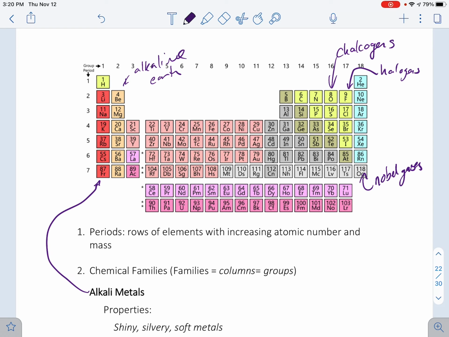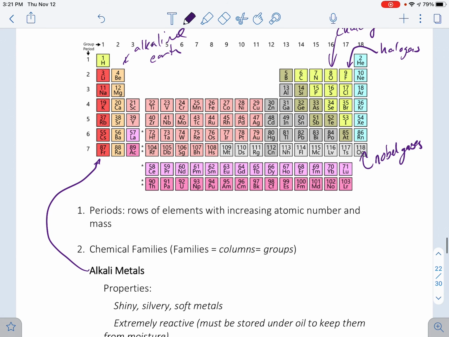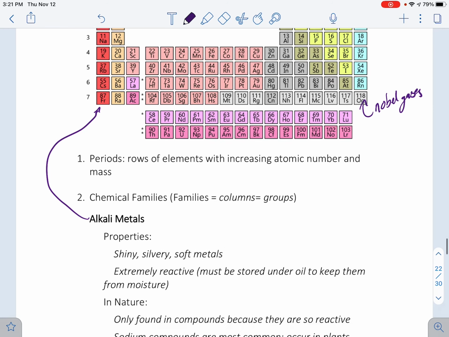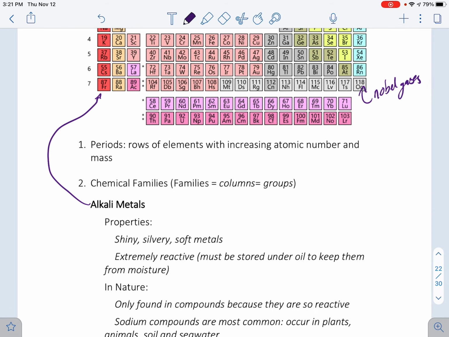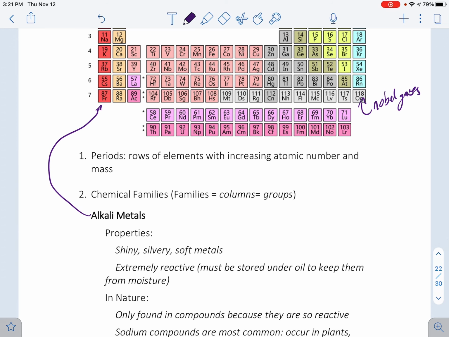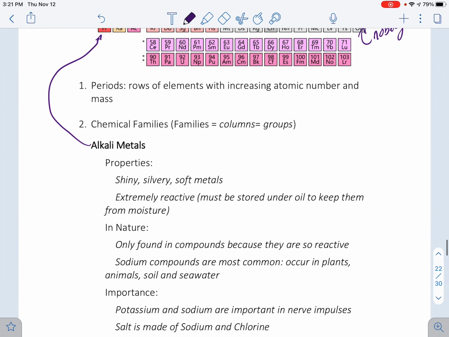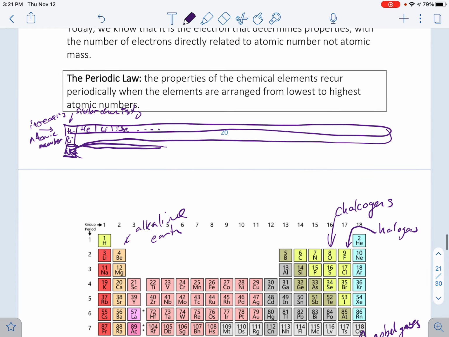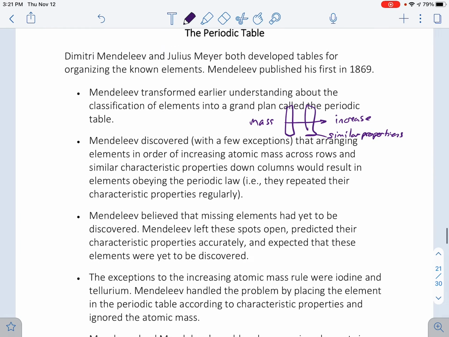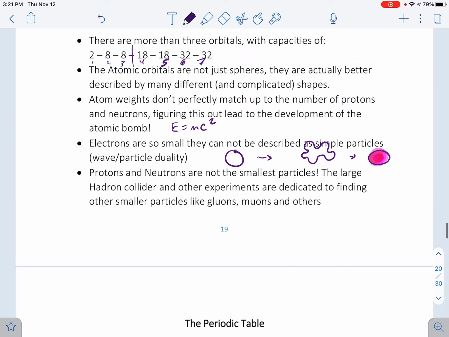So the periods are the rows of elements with increasing atomic number and mass, and the second is the chemical families. These are the columns or groups, and they come in a bunch of varieties. I think we'll go through each of these families individually in our next video. I don't want to do too much today, and I would love it if you could go back and look at your Bohr model. Now, I want to make one more connection here.